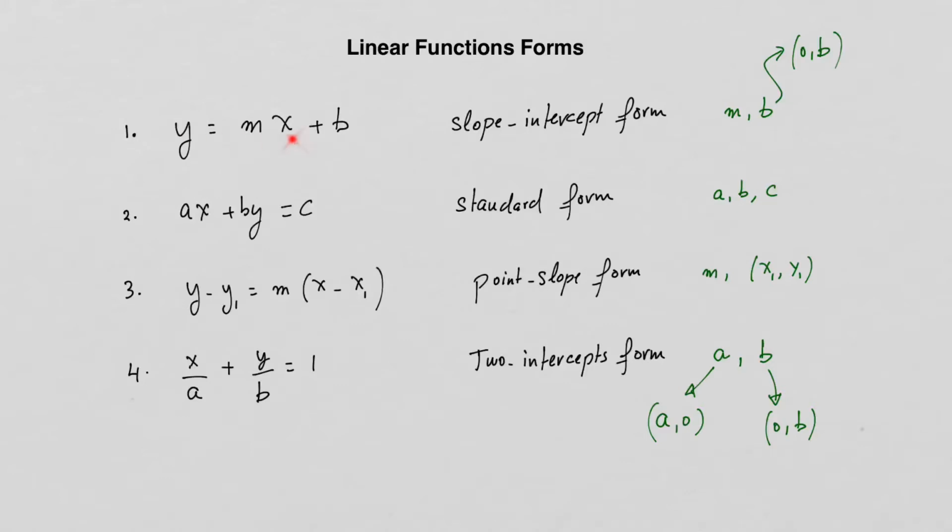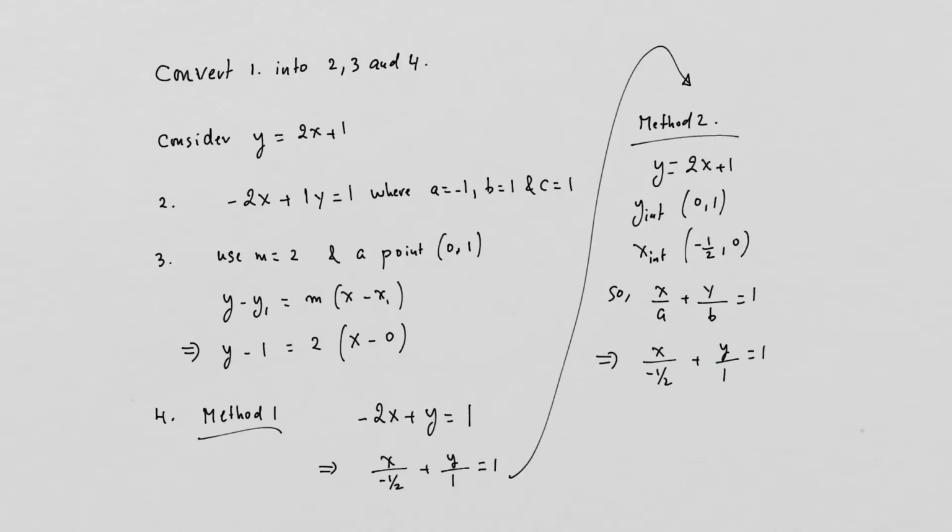So I'm going to start with an example of this form. We're going to convert the slope-intercept form into the other three forms. I picked this example, straightforward: y equals 2x plus 1. Clearly the slope is 2 and b is 1. That means the y-intercept is 1.